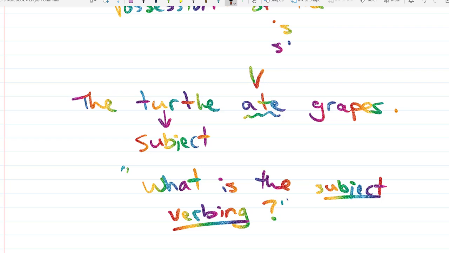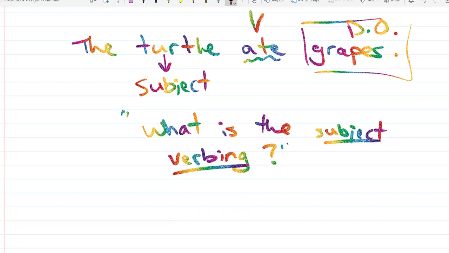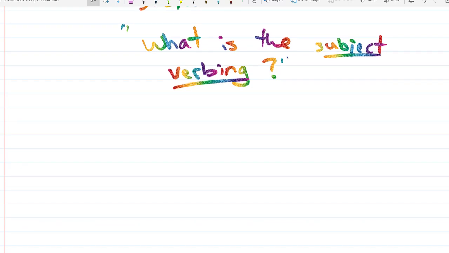What is the turtle eating? And if you can answer that question, grapes, the turtle is eating grapes, then that is your direct object. And that's your basic sentence. Subject, verb, direct object. Who's doing it? What are they doing? Who are they doing it to? Or what are they doing it to?